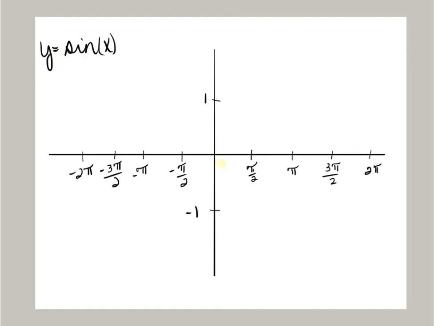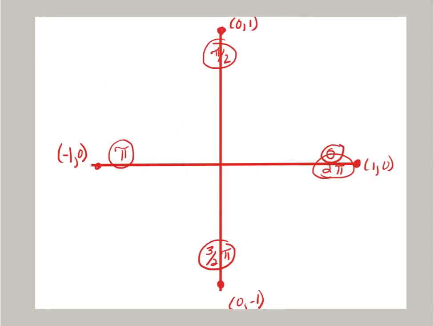But we're going to begin to look at just the sine in isolation, so we don't really need quite so many variables. Looking at the unit circle, the sine values begin at 0. At 0, the y value is 0. At pi over 2, it's 1. At pi, it's 0. At 3 pi over 2, it's negative 1, and it continues around that way.